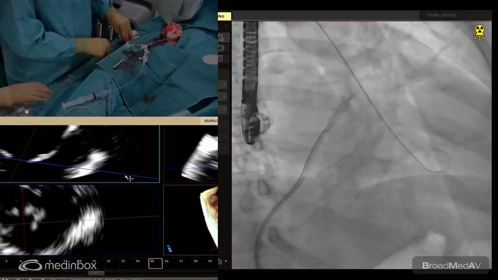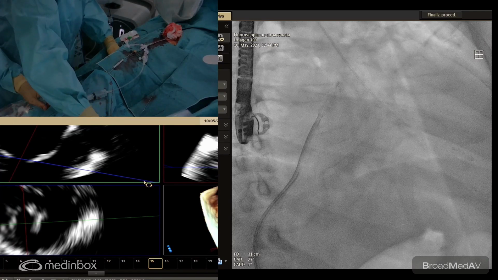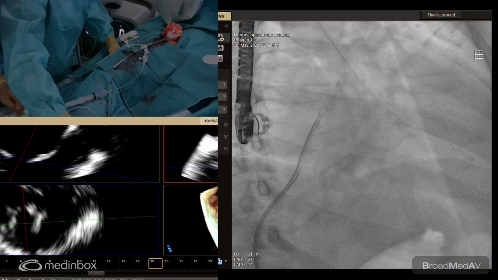So just orientate the planes as we did before towards the smallest area.